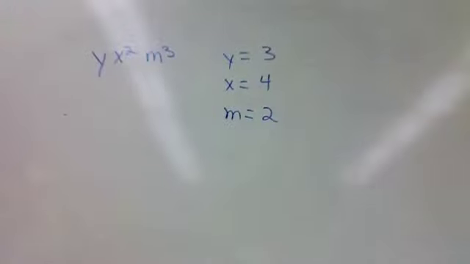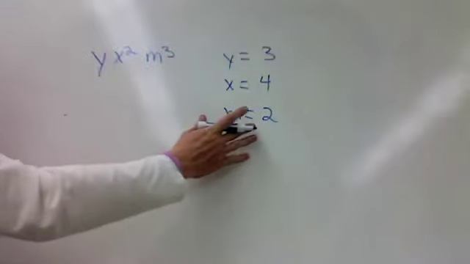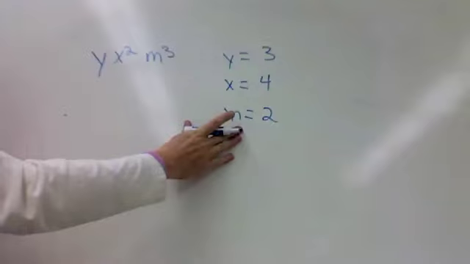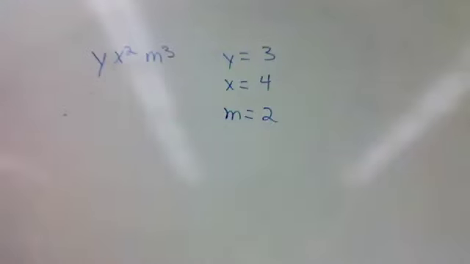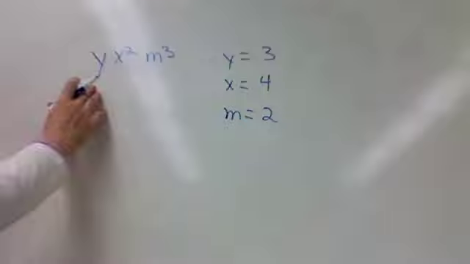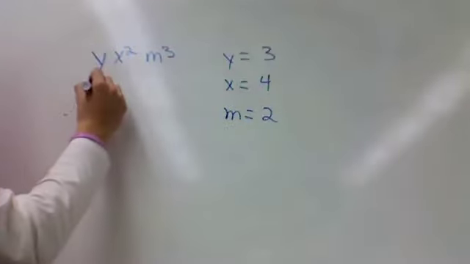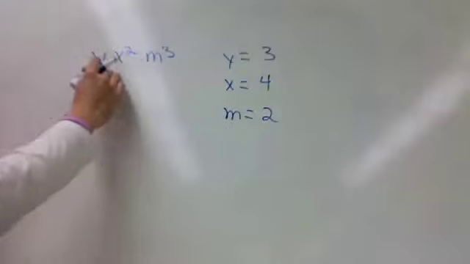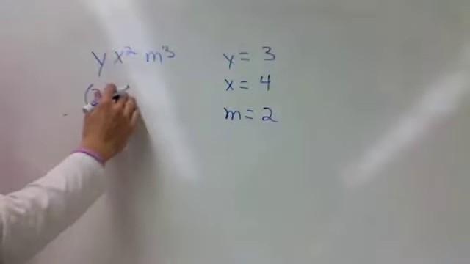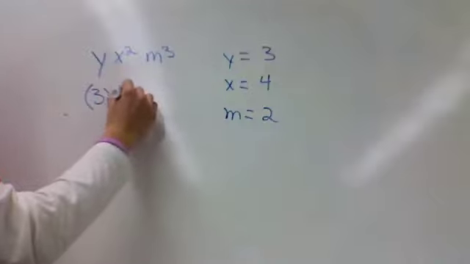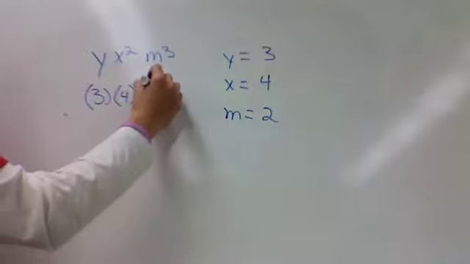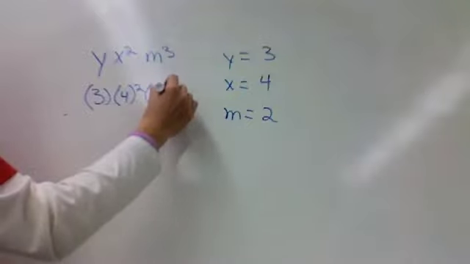So the last part of this lesson, we're going to talk about evaluation of powers. When we talked about evaluation before, remember it's just substitution. We're just substituting in whatever they give us for the variables into our problem. So in this case, we have y equals 3, so we're going to go ahead and put our 3 in. And as you can see, we're multiplying here. Then we're going to substitute in our x, which would be 4 squared. I'll talk about that here in a second. And m is 2 cubed.